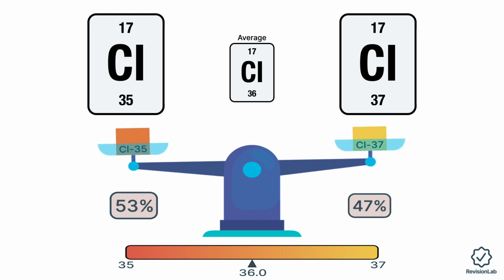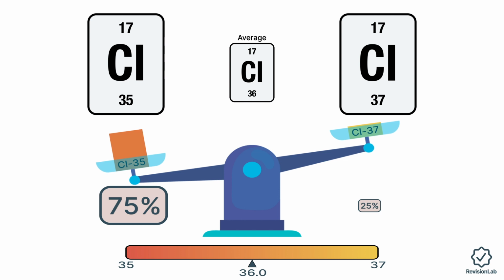In the case of chlorine here, chlorine-35 has an abundance of 75% and chlorine-37 has an abundance of 25%. In other words, 3 in 4 chlorine atoms are chlorine-35 and 1 in 4 chlorine atoms is chlorine-37.